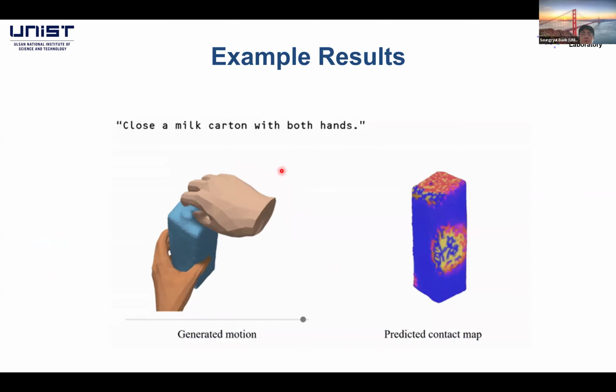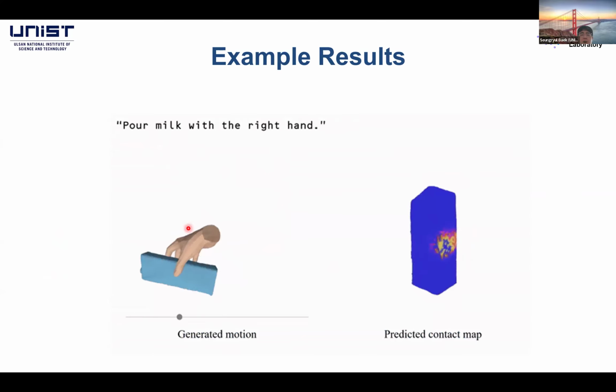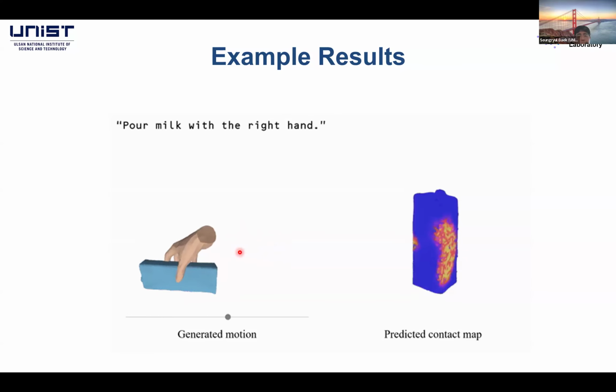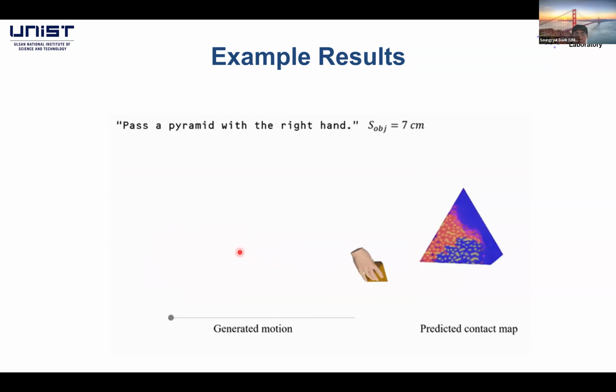And this is the demo result. Given this milk box and this prompt, this is the generated hand motion. And this is another one, okay, I will skip that.